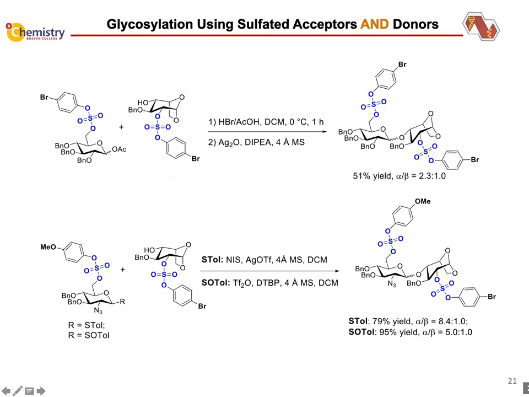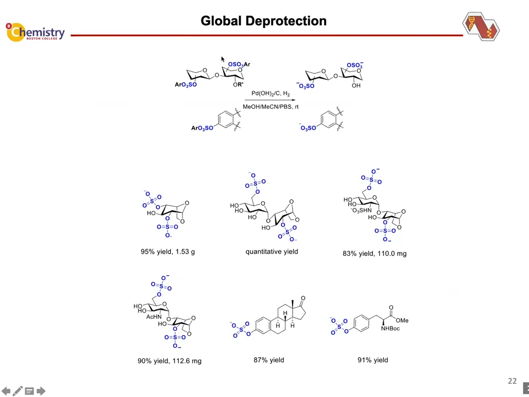And this glycosylation reaction can be further optimized by changing either the R group on the aryl side as well as different donor chemistry. And eventually we could achieve, for example, this disaccharide in 95% coupling efficiency, which is pretty good. Last but not least, we take all these sulfate diester modified compounds and we subject them to hydrogenolysis. It's pretty straightforward that we could generate the corresponding sulfated compounds in good yield.